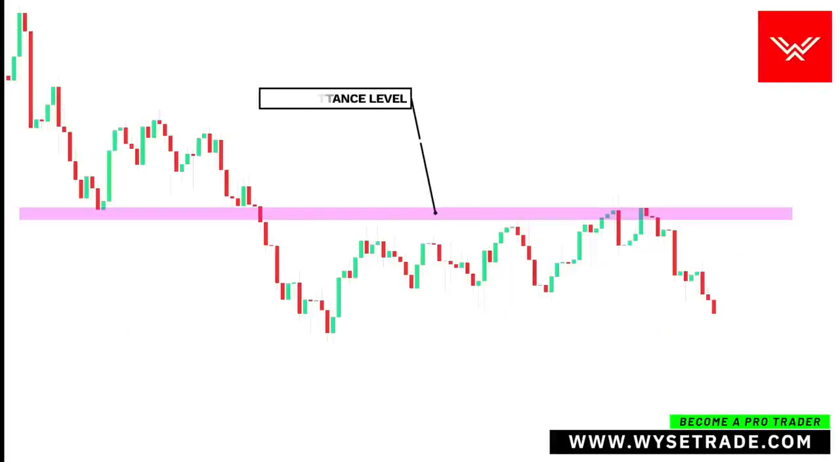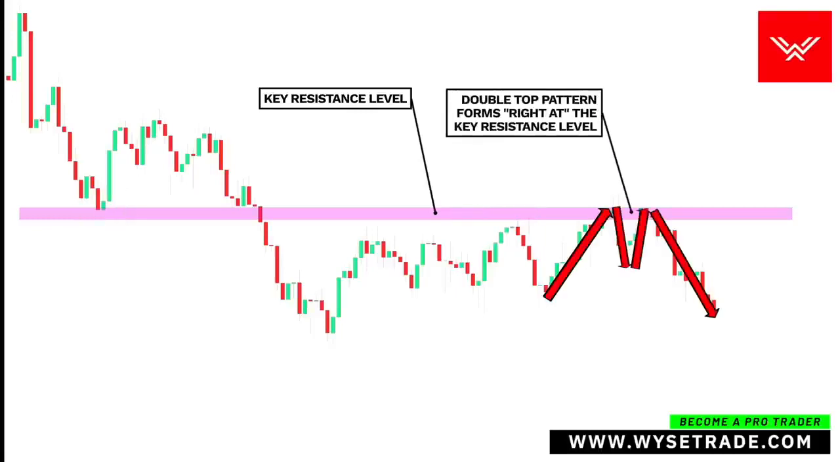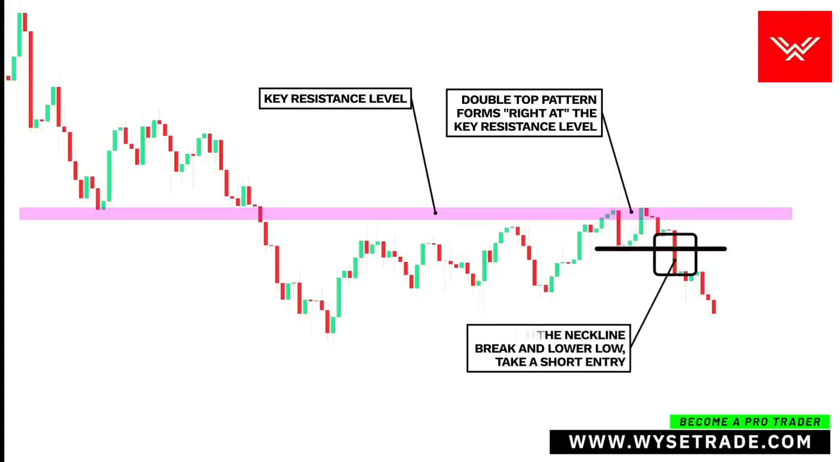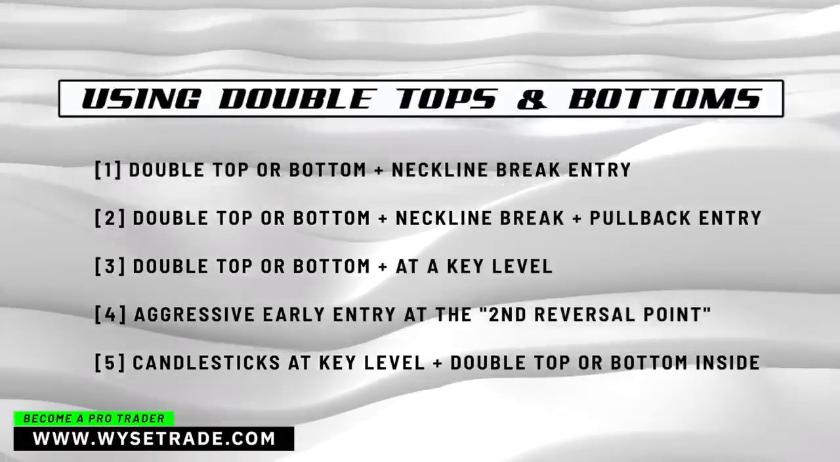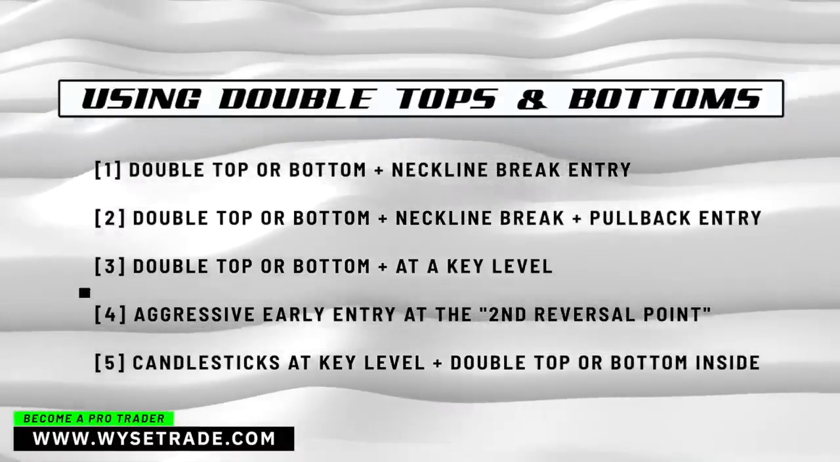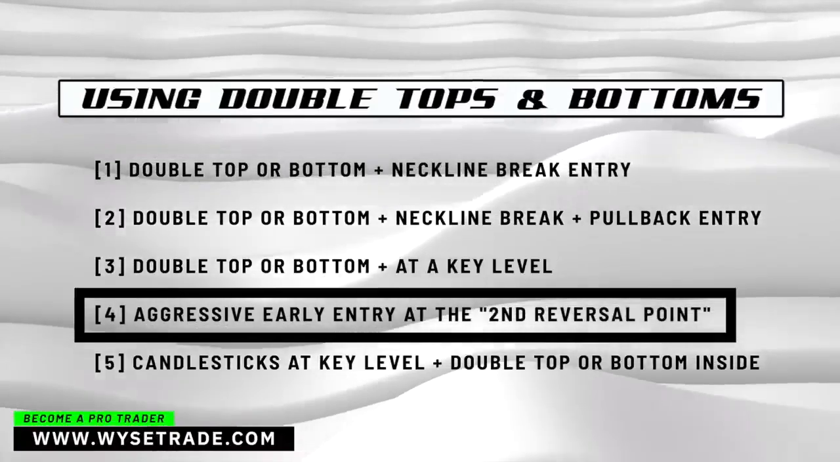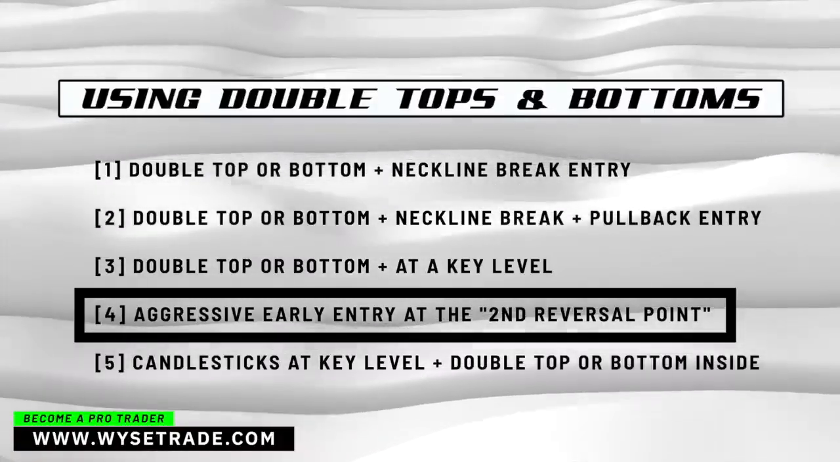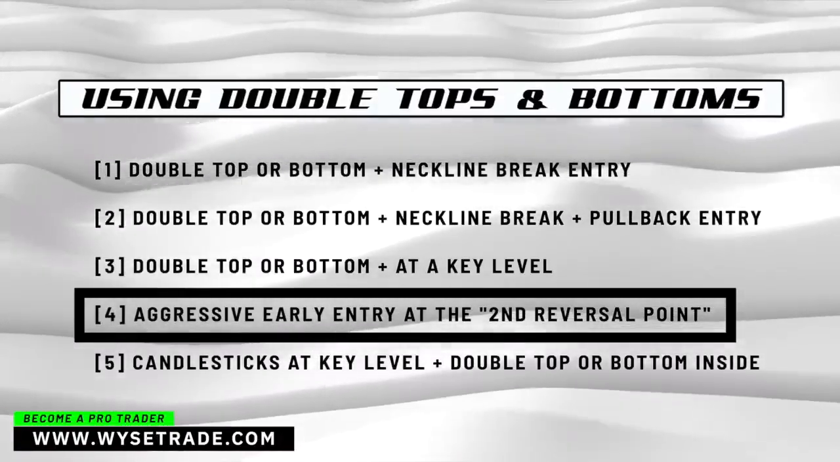One more. You have your key level here that acted as both support and resistance. As price comes back up, it creates a double top pattern right at the key level. Neckline placed like this, and once price breaks through the neckline and makes a lower low, you would take a short entry. So the fourth way to use the double top and bottom pattern is to get in through an aggressive early entry at the second reversal point of the double top or bottom pattern.